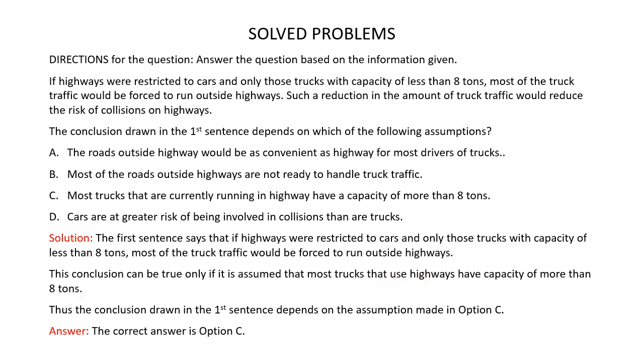When you look at the given answer options, you will see that the conclusion drawn in the first sentence depends on the assumption made in option C, which states most trucks that are currently running in the highway have a capacity of more than 8 tons. So the correct answer is option C.